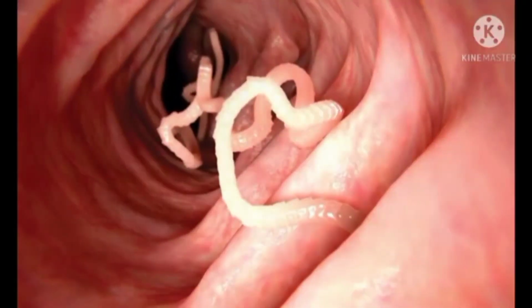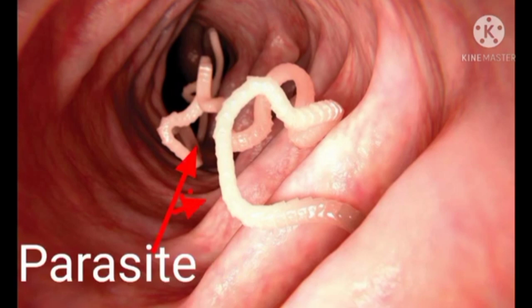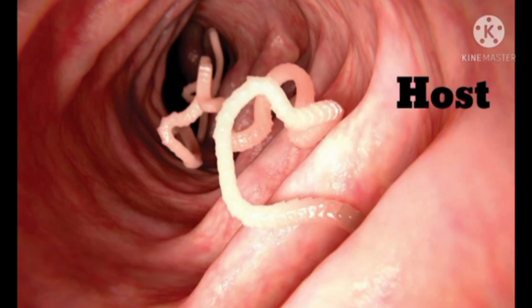Another parasite in the human body is the tapeworm. These are flat segmented worms that live in the intestines. Humans become infected when we eat food that contains tapeworm eggs or contaminated water. The tapeworm gets its nutrients from the food that we eat, so we should maintain proper hygiene to avoid such parasites. In this relationship, the parasite is the tapeworm while the host is the human.